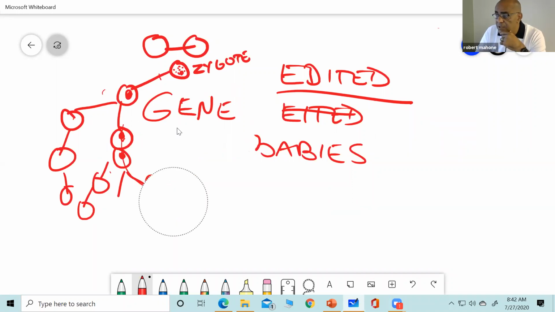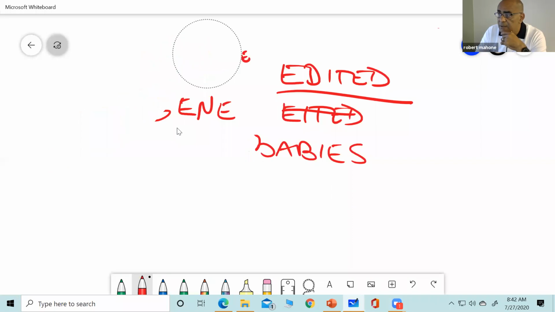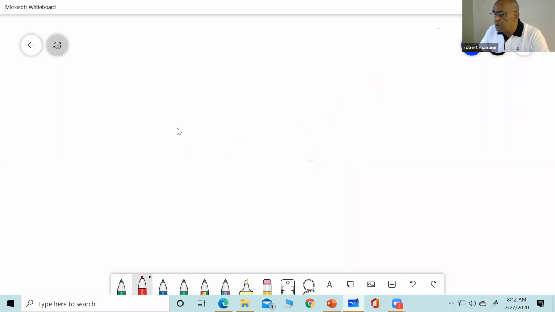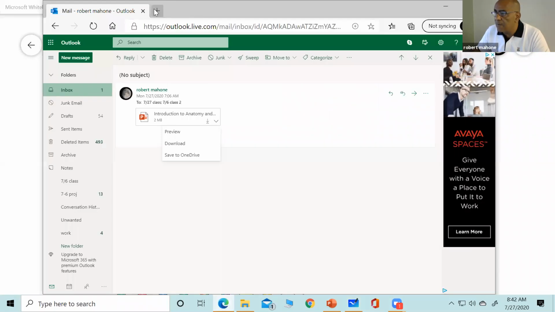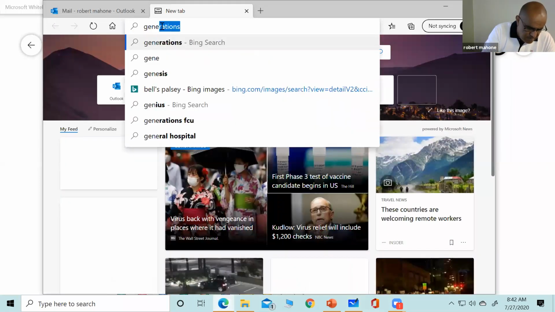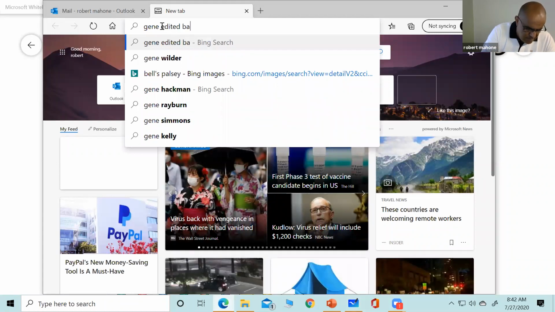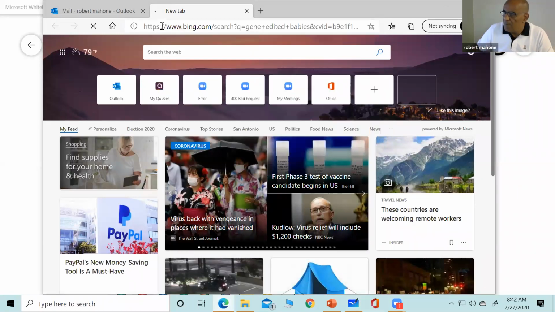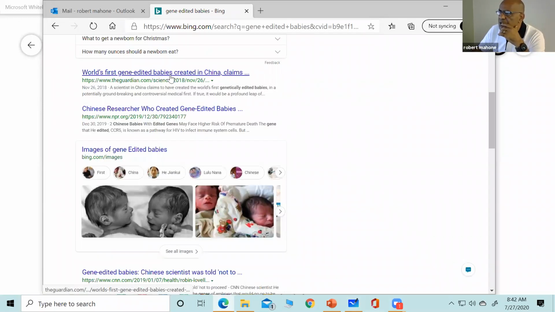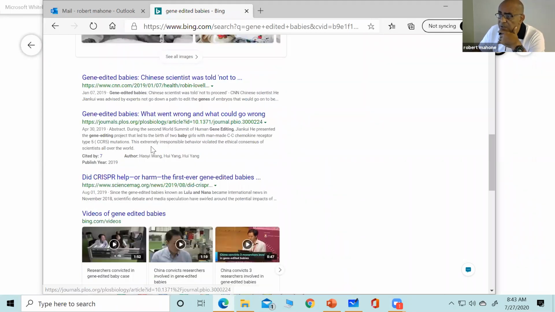So a Chinese scientist claims to have gene edited babies for the first time in history. If you go on to your net and just search what I just typed, you'll come up with all types of stories for it. World's first gene edited babies created in China. Claims. In other words, they haven't confirmed it. Chinese researcher who created gene edited babies. You'll see, it is still a hot topic today.